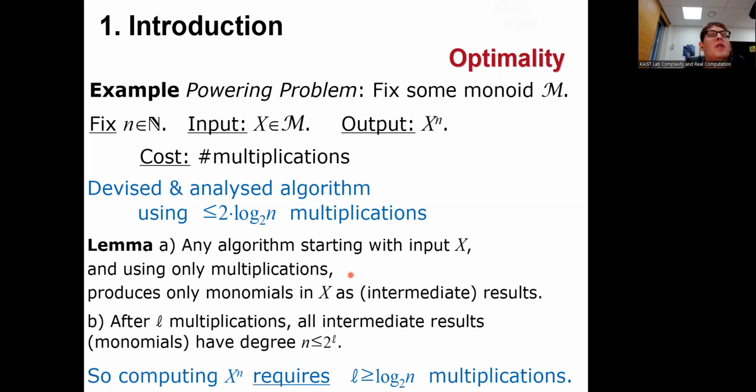And now putting both claims together, we see that any algorithm, that's important, requires at least logarithm of n many multiplications, which follows by simply taking the logarithm of both sides of this inequality, respecting that the logarithm is monotonic. So this proves that any algorithm requires at least log n multiplications. Our algorithm suffices with 2 times log n multiplications. So up to this constant factor, our algorithm is optimal and we can stop looking for better algorithms.